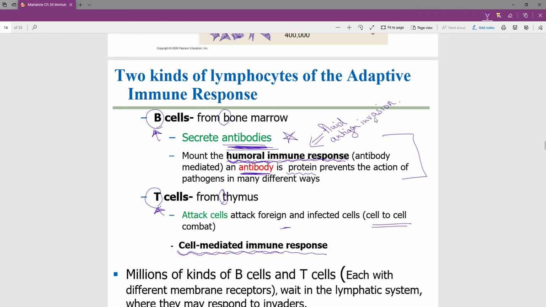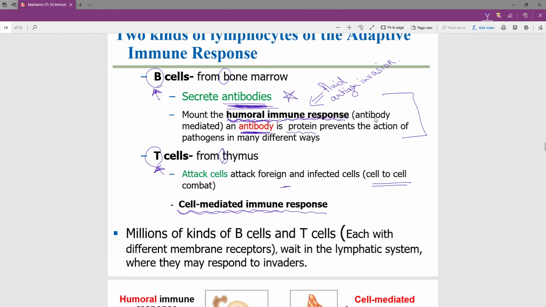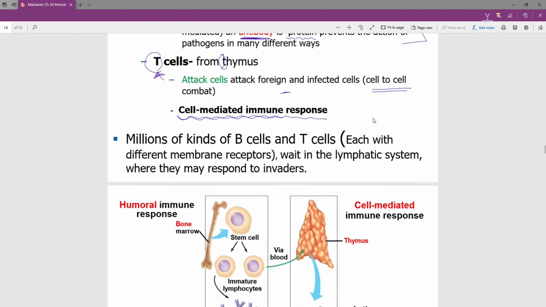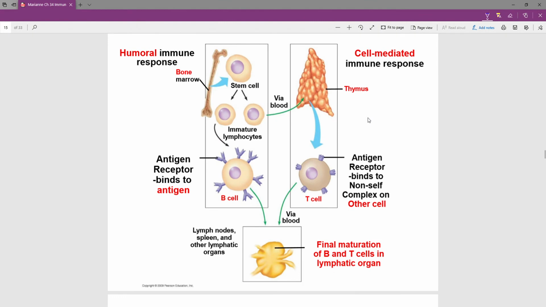The B cells and the T cells are what you're generating throughout your life. So you have millions of kinds of B cells and T cells, and each one has a different membrane receptor, so a different protein in their plasma membranes that are specific to invaders to your body. And basically, these B cells and T cells are going to wait in the lymphatic system where they can then respond to any invaders. So these are the two branches of the adaptive immune response.